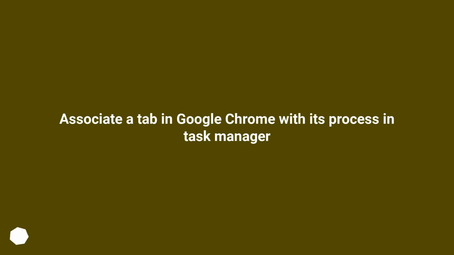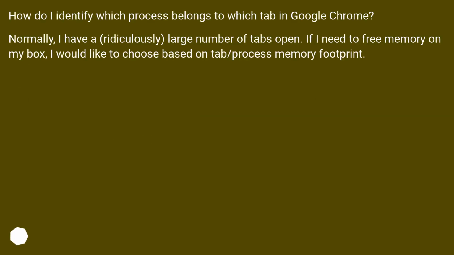Associate a tab in Google Chrome with its process and task manager. How do I identify which process belongs to which tab in Google Chrome? Normally, I have a ridiculously large number of tabs open. If I need to free memory on my box, I would like to choose based on tab/process memory footprint.